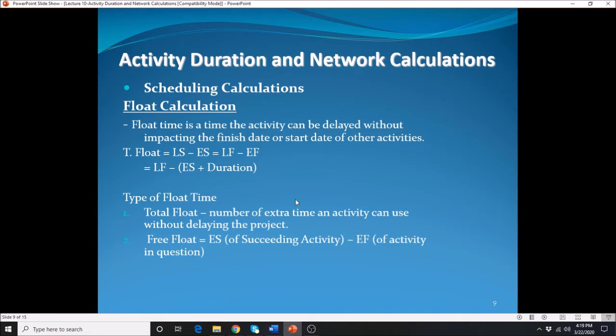So the total float is calculated as the difference between the late start minus the early start, or the late finish minus the early finish. Either of those two. And the free float is whichever is the minimum of the early start of the succeeding activity or activities, because there might be several succeeding activities. You need to consider the minimum of the early start of those minus the early finish of the activity in question, or the activity that you are determining the free float for. Anyway, I'm going to show you that and clarify it as we move on to the problems.